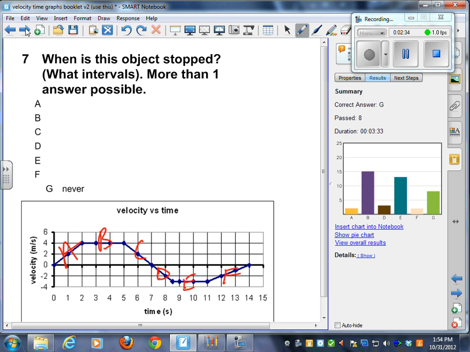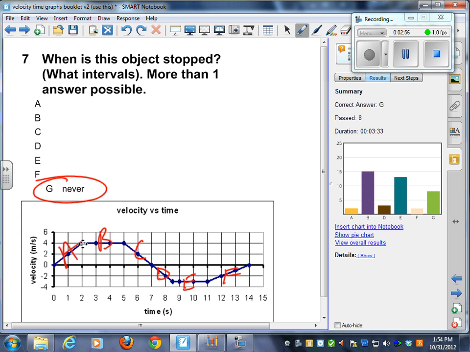When does this object stop? The correct answer is G. Never. Why is it G? Never. Because it's always going like 4 meters per second. Yes, it always has a velocity, right? In interval A, it goes 0, 1, 2, 3, 4, speeding up.